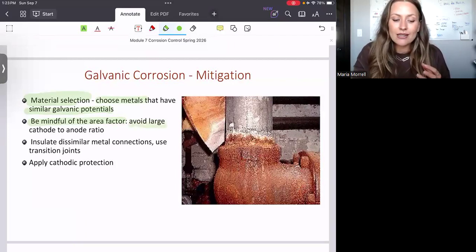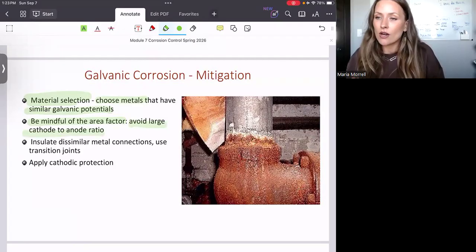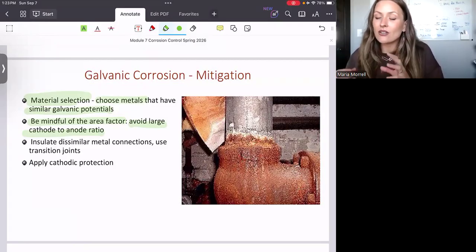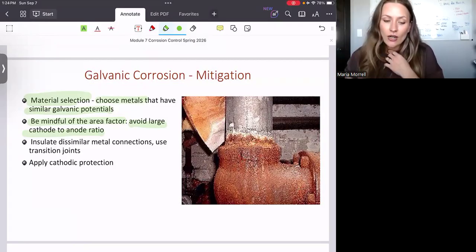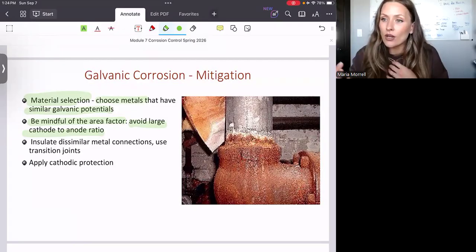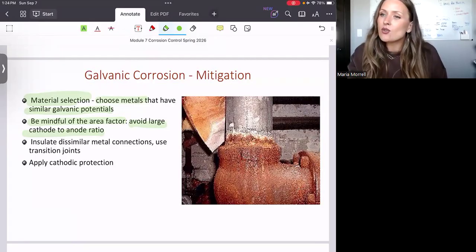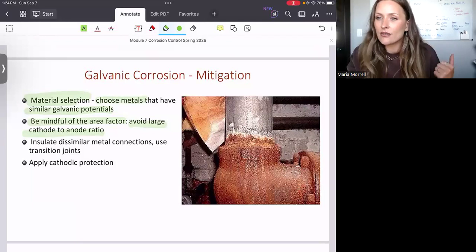Specifically, you need to avoid a large cathode to anode ratio, meaning that if you have a large cathode, you're providing a large surface for the cathodic reaction to run. And when you do that, you are accelerating the corrosion of your anode, right? For that reason, avoid this area factor, right?